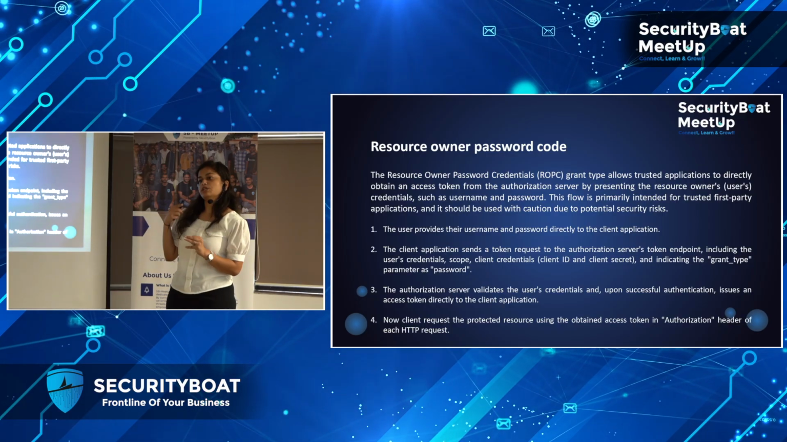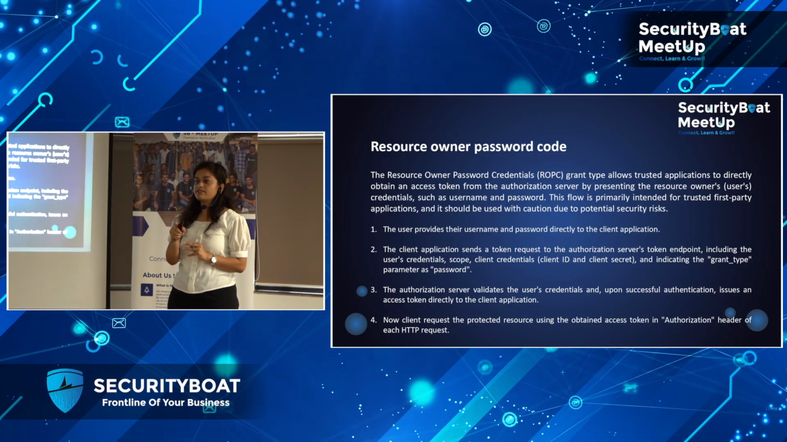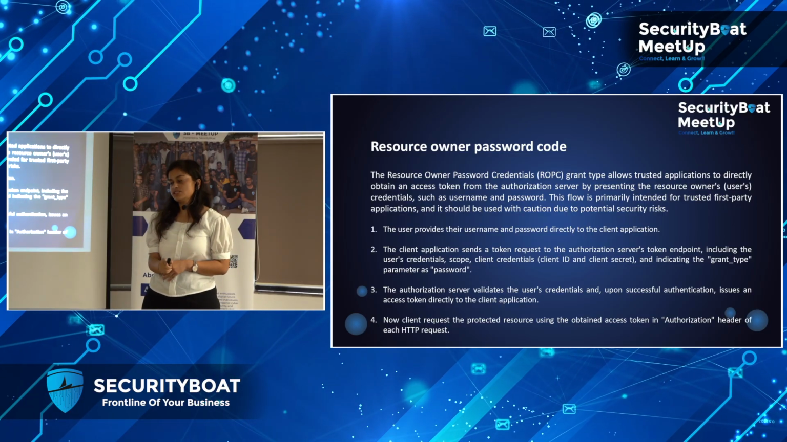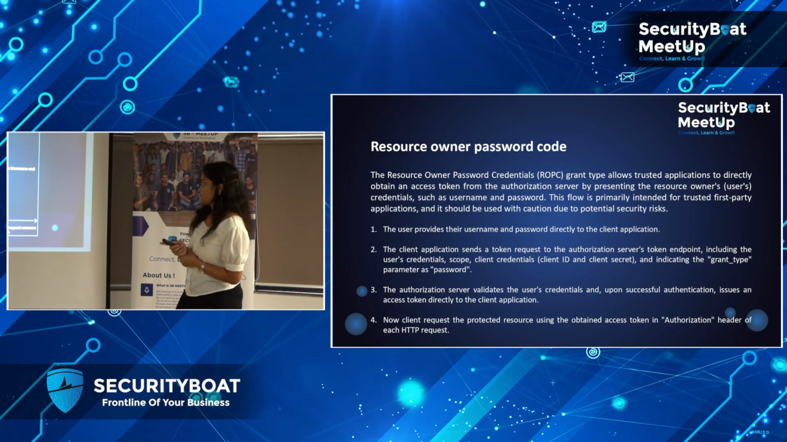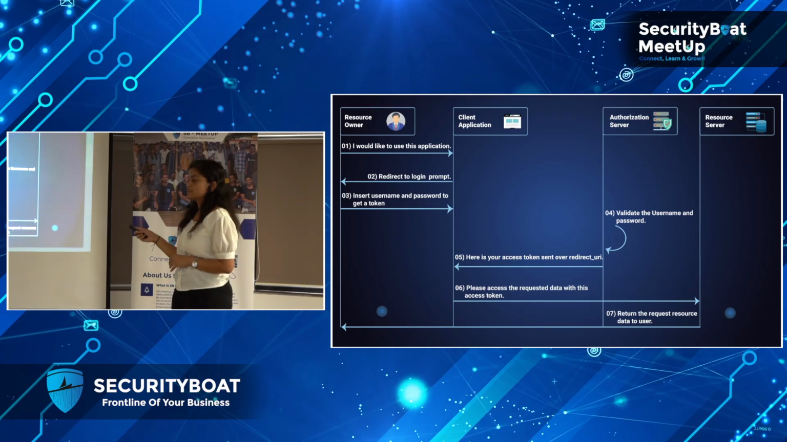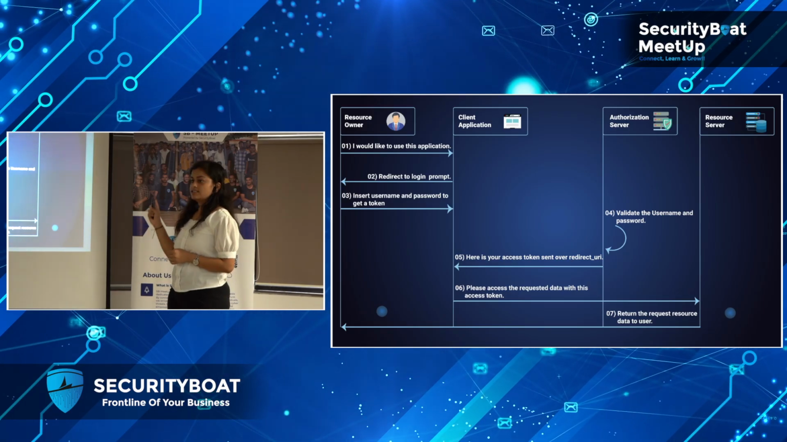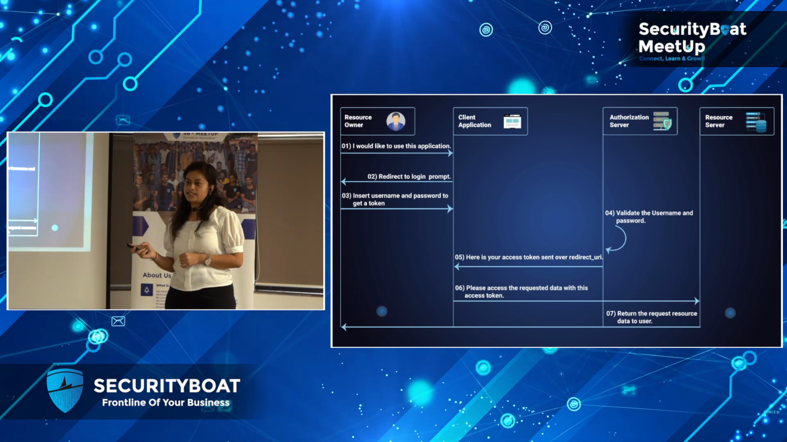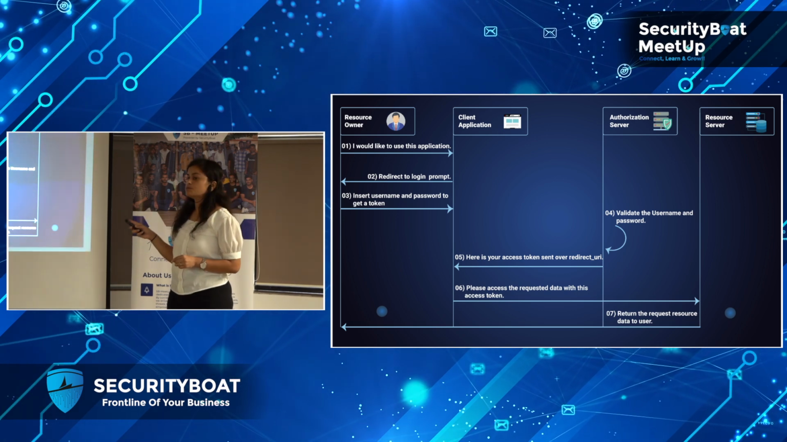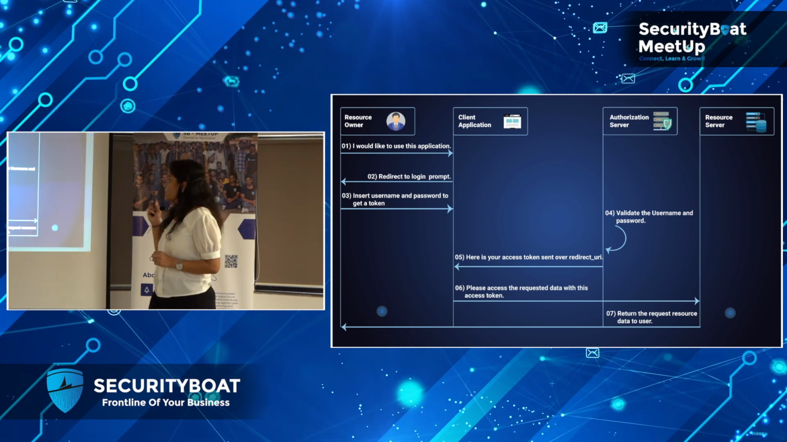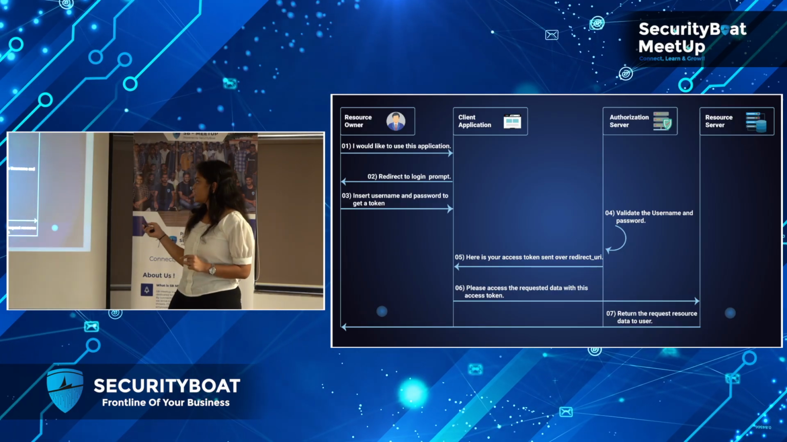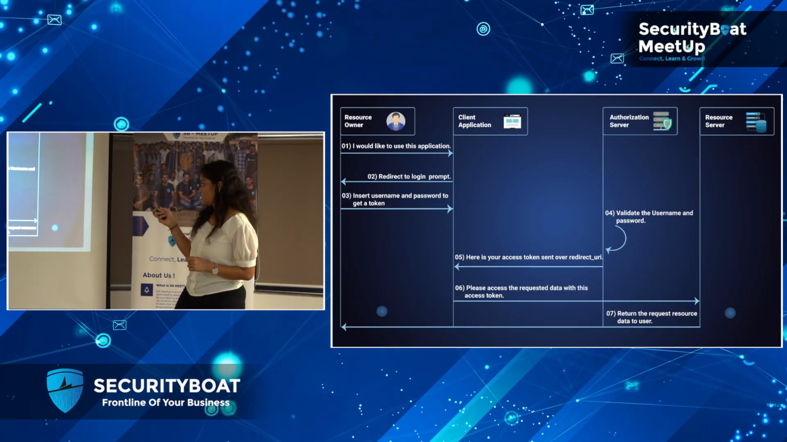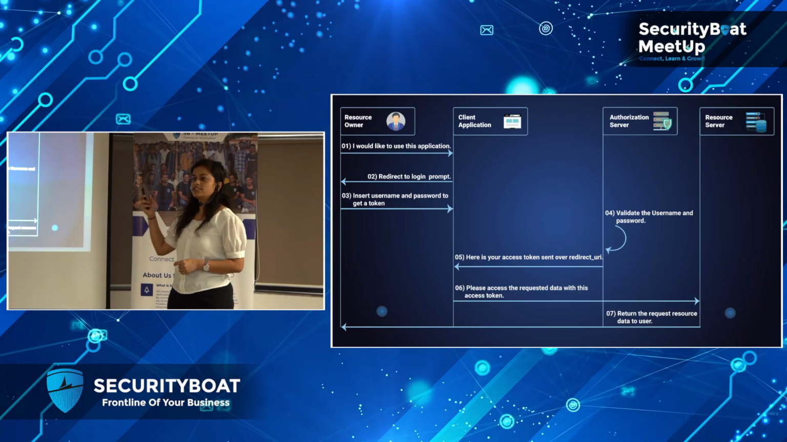Here you are directly putting the username and password. It will validate with the authorization server. Then the server will give you the access token. Next slide. It will be clearer with this picture also. You go to the application. The application directly redirects you to the login prompt. Then you put your username and password. Then the authorization server validates that. Then you get the access token directly on the redirect path. And in this way you can access the data.